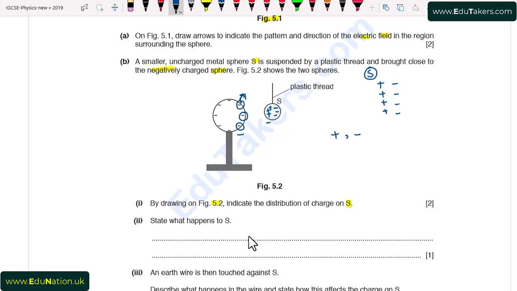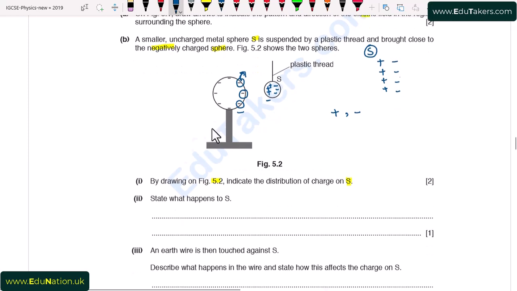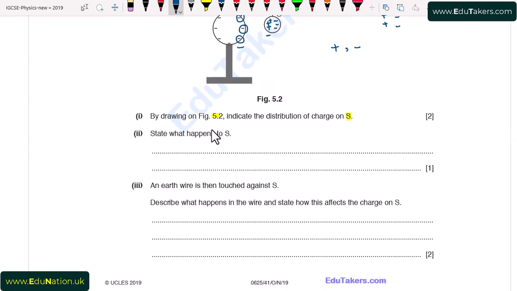Part 2. State what happens to S. So equal numbers of positive and negative charges appear on the sphere S when it is brought closer to the negatively charged sphere. So it moves towards the negatively charged sphere. I write here.